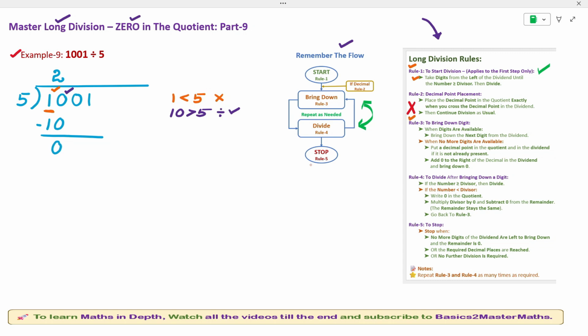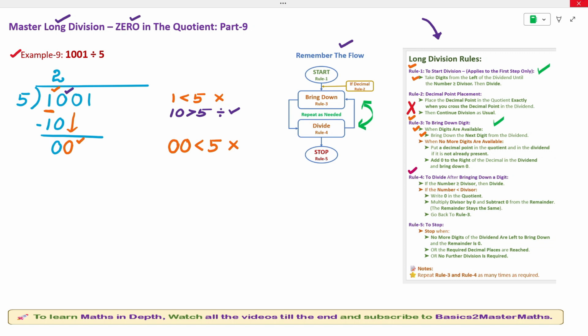Let us apply rule 3. When digits are available, bring down the next digit from the dividend. In this case, bring down 0. Now, rule 3 is complete. Observe, now the number is 0, which is less than the divisor 5. So, division is not possible.